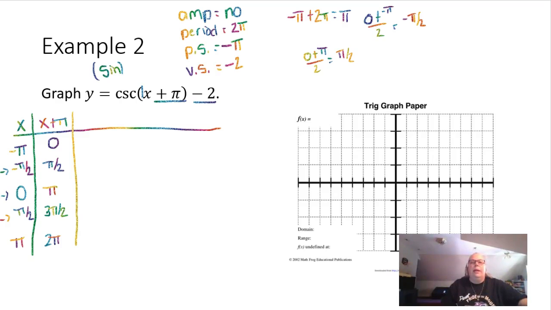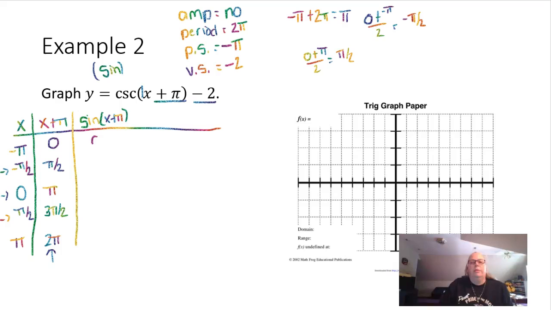Okay, now instead of taking the cosecant, I'm going to take the sine, because like the secant curve, I'm going to draw the sine curve in here, and then I'm just going to sketch the cosecant on top of it. All right, so let's take the sine of x plus pi. And by the way, we know we're ready because this column right here has all of my key points for the sine curve. I've got my maxes, my mins, and my zeros in there.